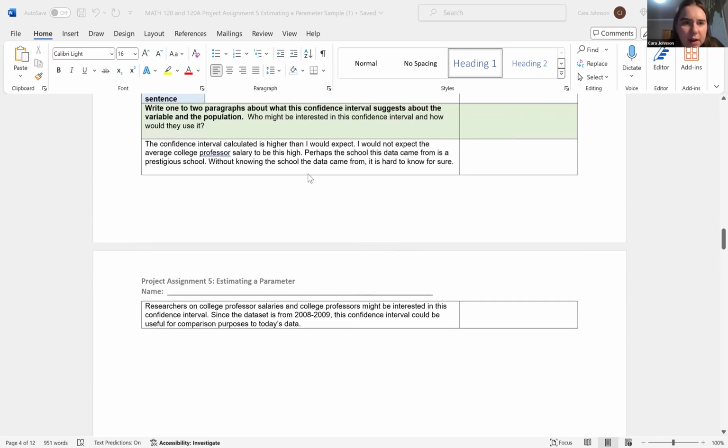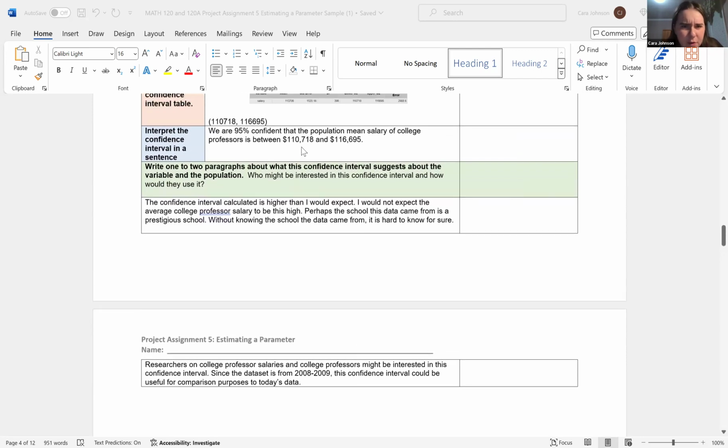So tell me about it, analyze it a little bit, and then who might be interested in it and how would they use it. So just talk about what you see. So mine, it's between 110,718 and 116,695. Seems a little high to me. So my confidence interval is higher than I would expect. So I wouldn't expect my average college professor salary to be this high. Maybe the school the data came from is a more prestigious school that pays its professors more. Without knowing the school, hard to say for sure.